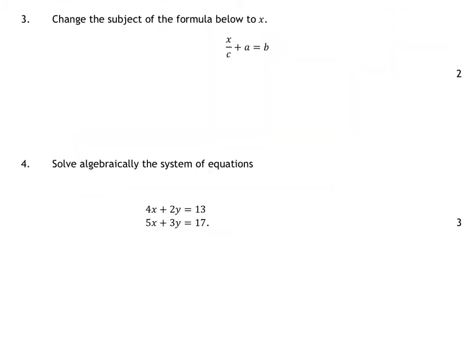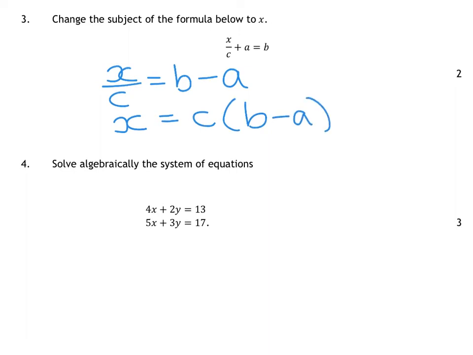Okay, question 3 is a change of subject of the formula to x. So first thing you deal with is the thing that's not attached to the x, which is a plus a. So we've got x over c equals b plus a, which becomes minus a on the other side. X is being divided by c, so we're going to times by c. And you could just leave it like that, or you could multiply it out as doing cb minus ca, but I think it's fine to leave it like that.